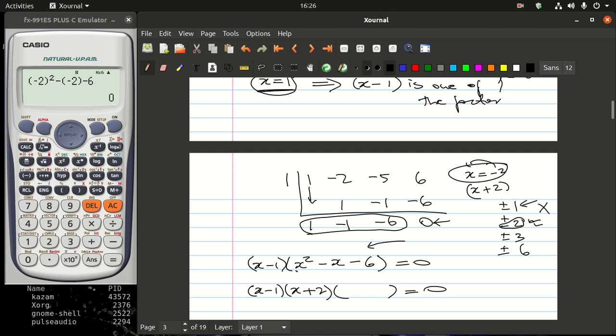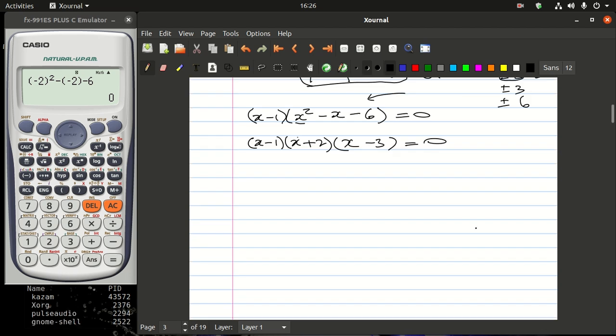You take x squared divided by x, so you will end up having 1x, and then you go to the last term, minus 6 divided by positive 2, you get a minus 3, and that's it. You have factorized this part.